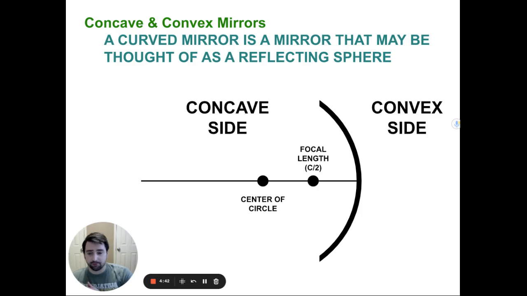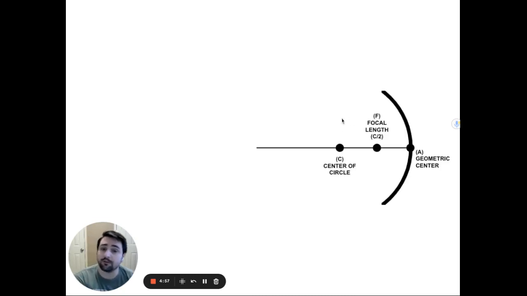And then we have the concave side. I like to think about it like you're driving into a cave. So if I'm going from the left to the right, it looks like I'm going into the cave. And then I've got the convex side. So either side is going to be reflective, and we're going to do ray diagrams with both.